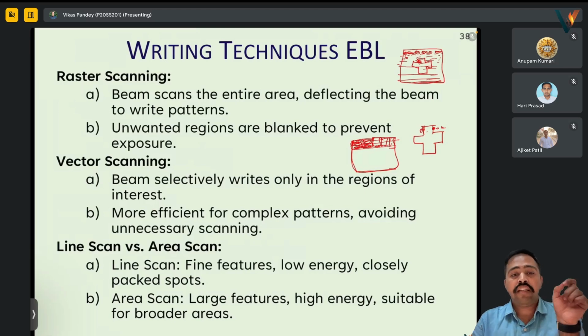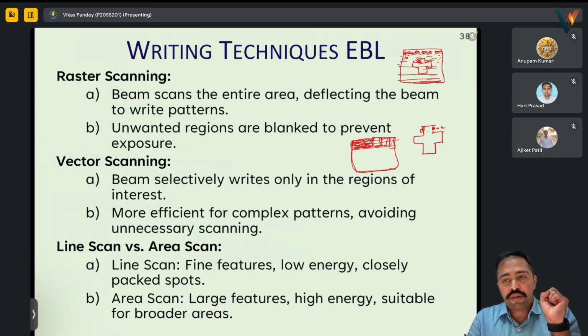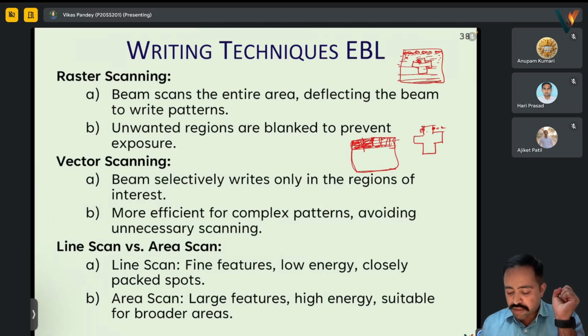Line scan is good for fine features, low energy, and closely packed spots, because in case of area scan, the area between these small patches can have some imperfections. Area scan is good for large features, high energy, and broader areas.